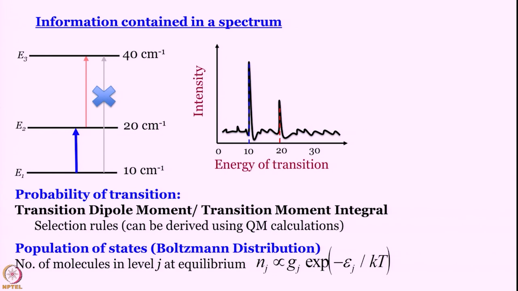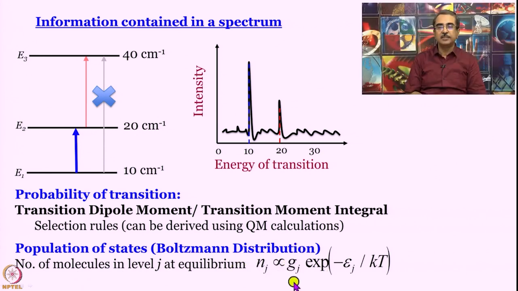There is another factor, and that factor is population. How are the states populated? How they are populated is determined by the Boltzmann distribution, where the number of molecules in level J at equilibrium is proportional to the degeneracy of the state multiplied by e to the power minus epsilon J by kT. So, let us say degeneracy is the same everywhere. You expect the population of state 1 to be more than the population of state 2, and that is what is reflected in the schematic spectrum that we have shown here.